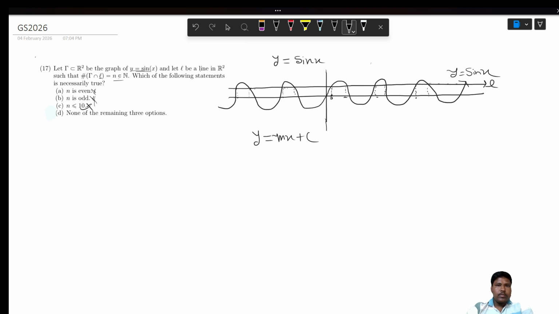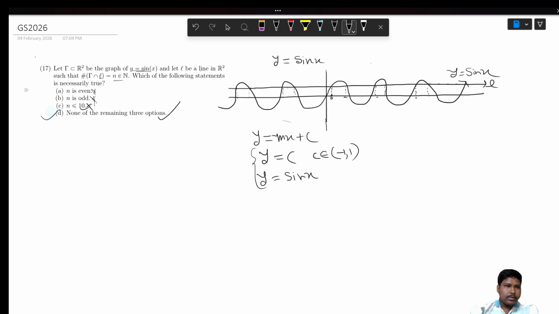This is also wrong. So actually, if we take the straight line y equals c such that c belongs to -1 to 1 and the given curve y equals sin x, then the problem will conclude. And the answer is none of the remaining three options is true. So this is the correct option.